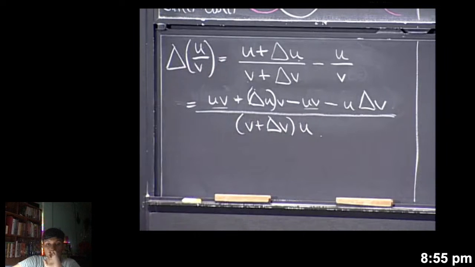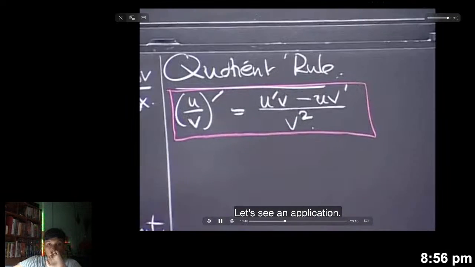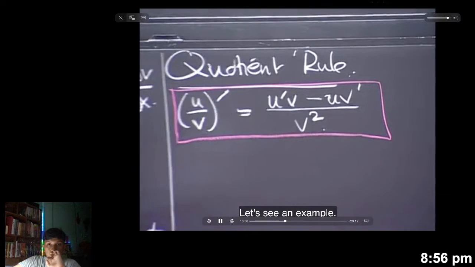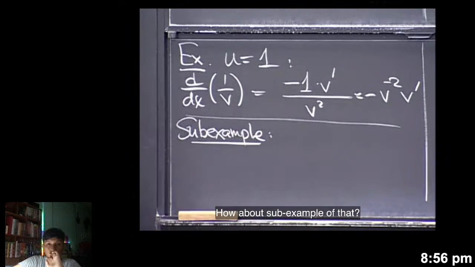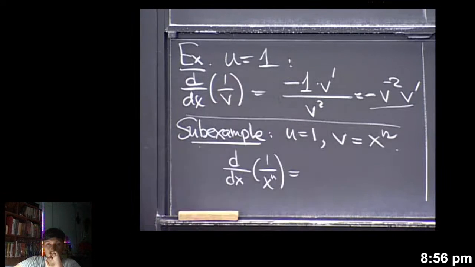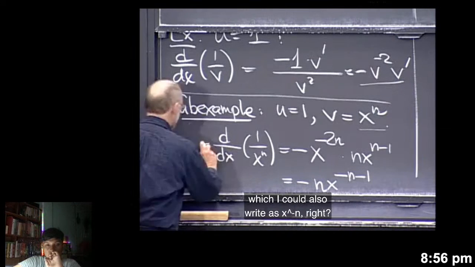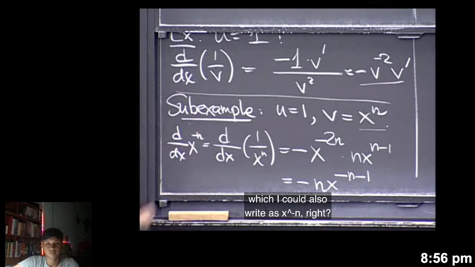Let's see an application. Let's see an example. So dv/dx, well, v is... I'm going to take the special case where u is equal to 1. We computed the derivative of 1 over x to the n, which I could also write as x to the minus n, right? So I computed the derivative of a negative power.